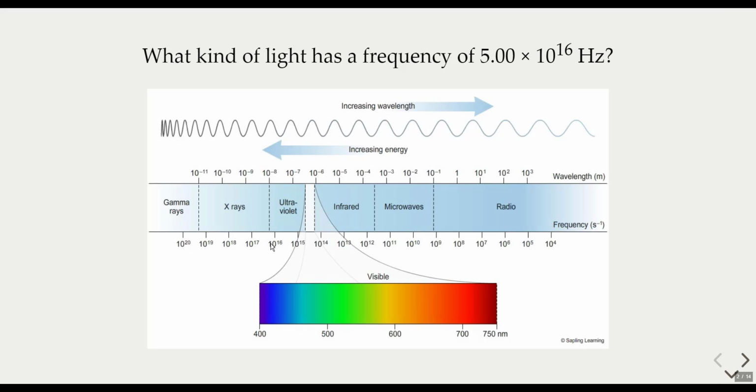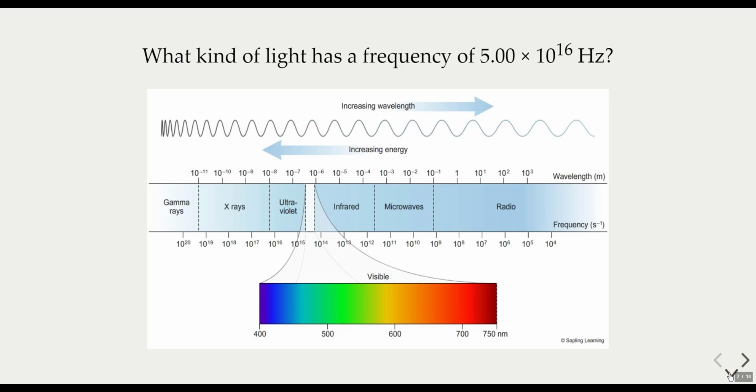I see 10 to the 16th is right here. And remember, the numbers are getting larger to the left. That's a little unusual. We're used to a number line where they're getting larger to the right. So they're getting larger to the left, so we must be about halfway between these two. So it lands us about right here, and it looks like we're talking about X-rays.